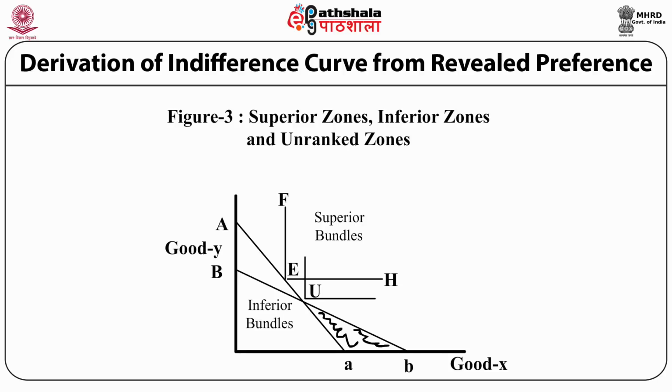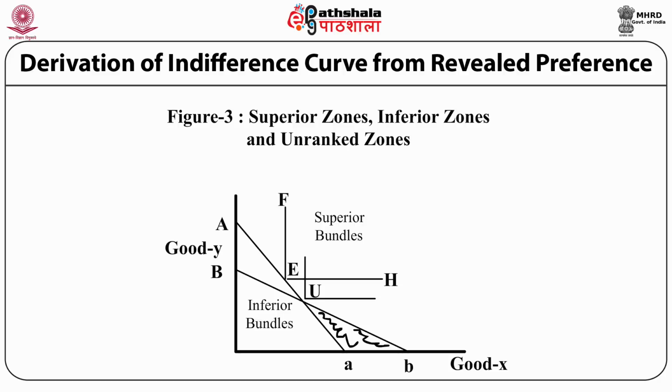Now, to know the bundles that are superior to point E, draw two perpendiculars through E, like EF and EH. EF is vertical, EH is horizontal. All the bundles that are on these two lines and in the area created by them towards the right of E are preferred to bundle E as they contain more quantities of at least one commodity.